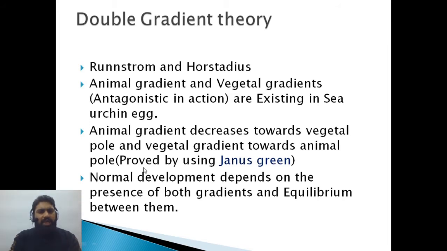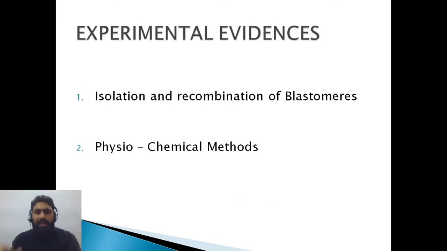This is explained using Janus Green; towards the end of this slide, we have included that experiment also. The scientists are telling that normal development depends on the presence of both gradients and the equilibrium between them. So both the animal gradient and the vegetal gradient are required. In addition to that, the equilibrium between them is also required for the development of the organism in its full manner. For that, they have conducted several experiments.